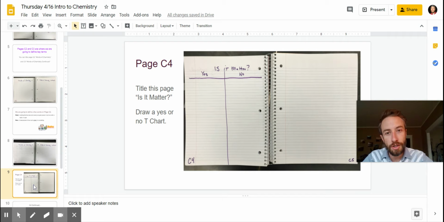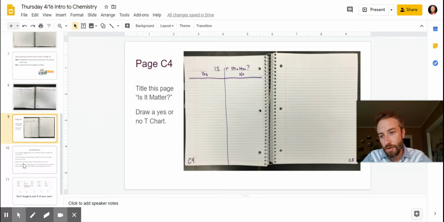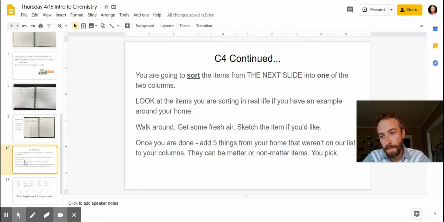On page C4, we're going to do a short activity for today's lesson, and it's called Is It Matter? Yes or no. You're going to draw a T-chart on page C4 with the word yes on the left and no on the right. You're going to sort the items from the next slide into one of the two columns. Look at the items you are sorting in real life. If you have an example, walk around, get some fresh air, sketch the item if you'd like.